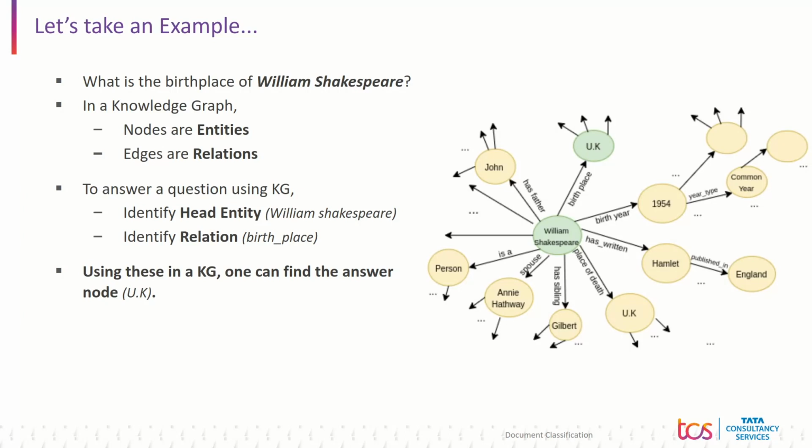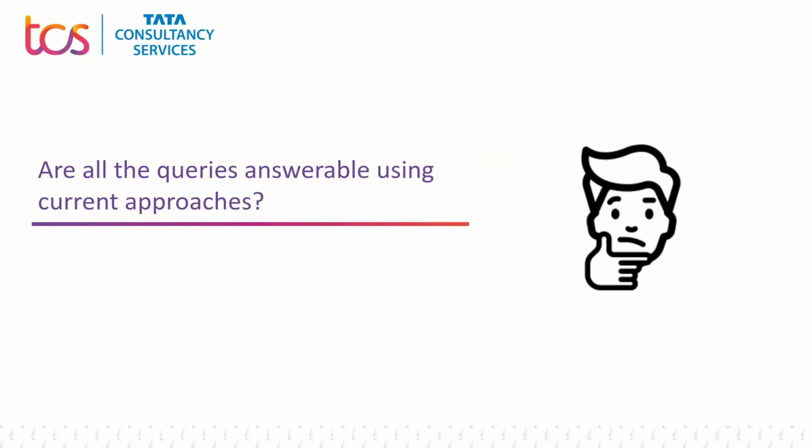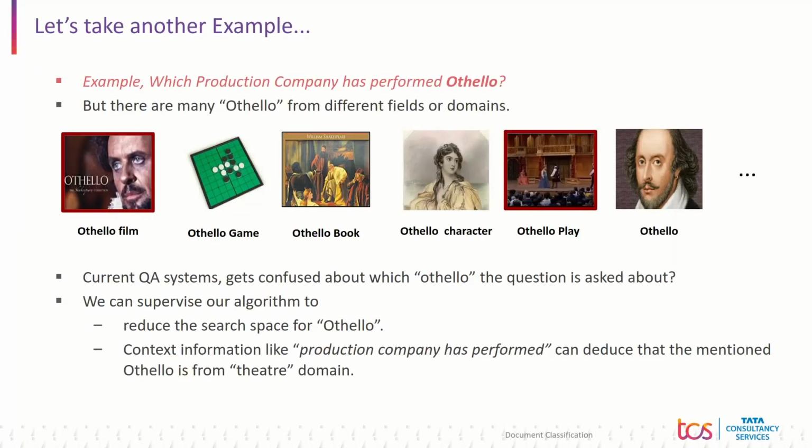Next question is, are all the queries answerable using the current approaches? The answer to this question is no. Some questions need some more supervision in order to get answered correctly. For example, given this question, which production company has performed Othello? But in the knowledge base, we have many Othellos. Othello is a film, Othello is a game, it's a book, as well as a play. So the current QA system gets confused about which Othello the question is asked about.